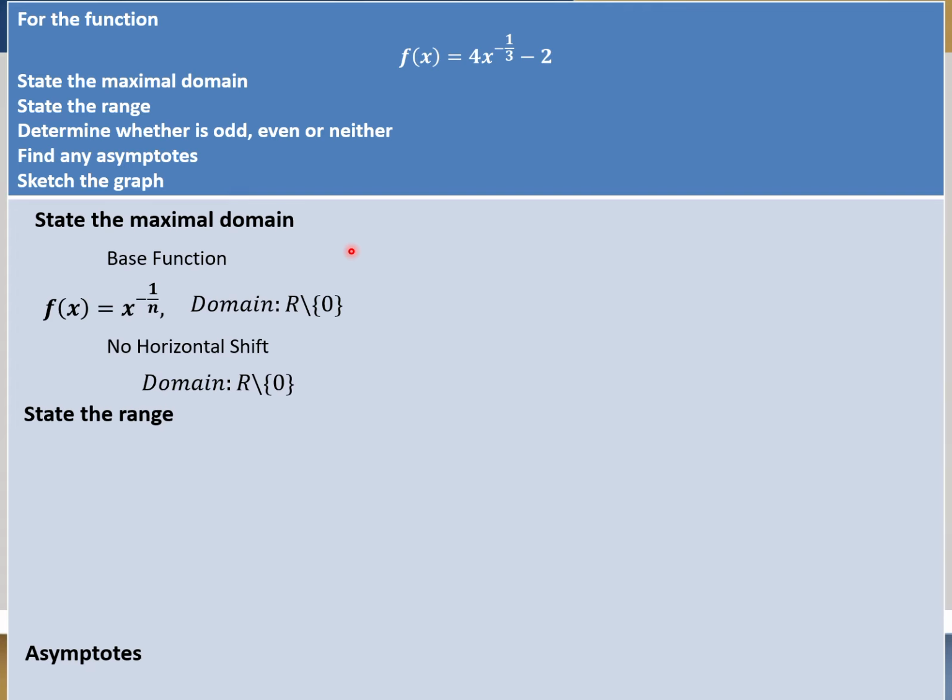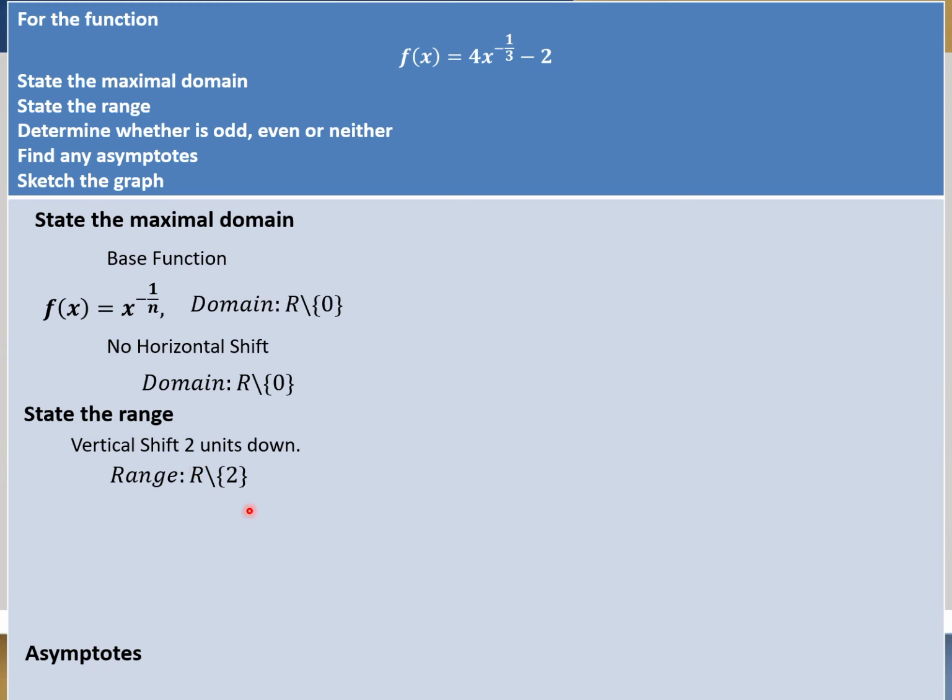Then for the range, we need to look at the vertical shift, which we've got minus 2 here. So we originally had an asymptote at y equals 0. That has changed to go down 2, which means we will have a range of all real numbers except for -2.